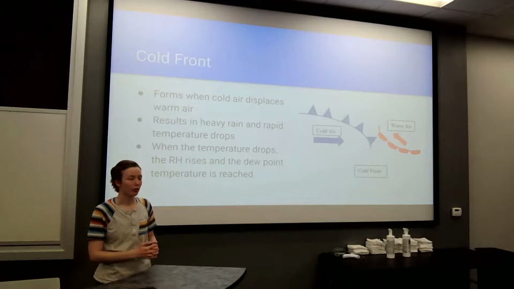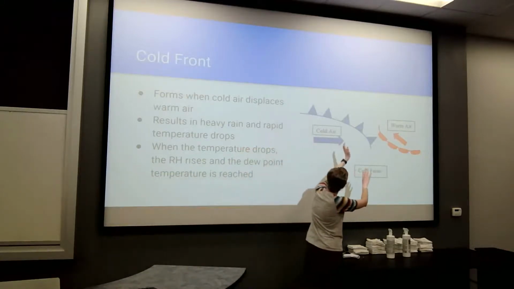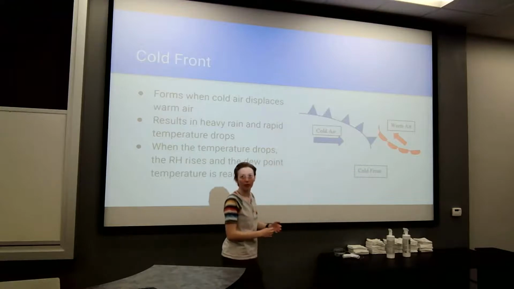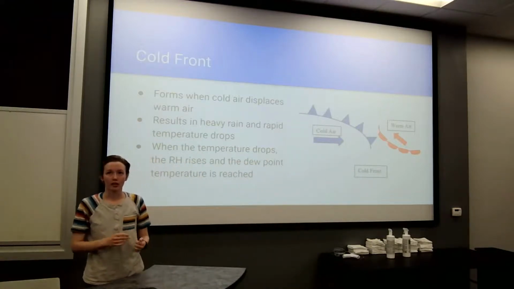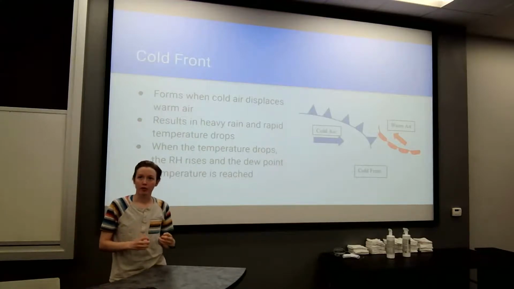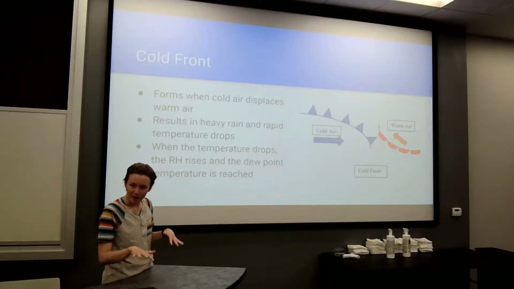So let's talk about the cold front. So here we have our cold air coming in and overpowering the warm air. So this is why it's called a cold front. So obviously it's displacing that warm air. It's going to result in heavy rain and rapid temperature drops. So when the temperature drops, the RH, you need to remember what that is.